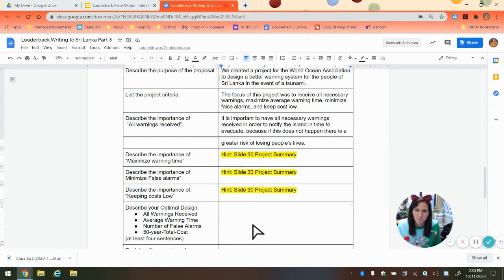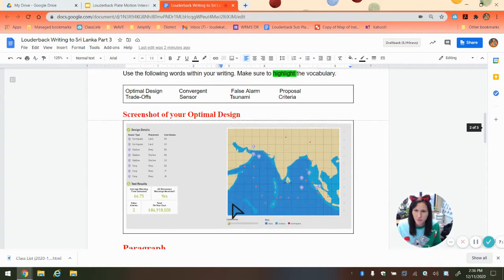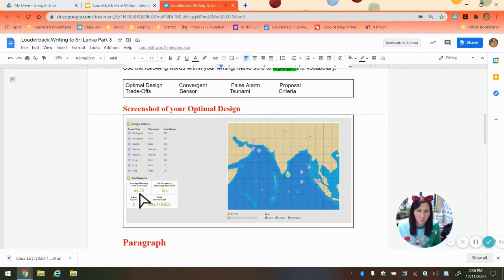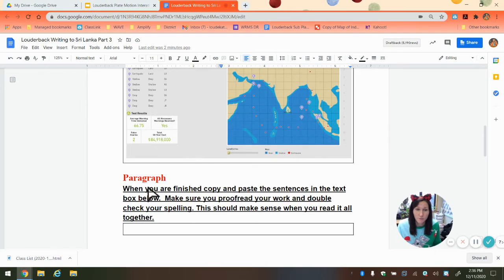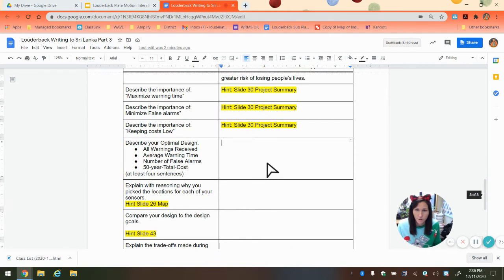And then I'm reading their information and it says that they have like 90 minutes average warning time. But when I go to their screenshot, it says a completely different number. So you want to make sure that your numbers match. All right, you want to have your data match. So we're going to basically be writing the facts of our optimal design.